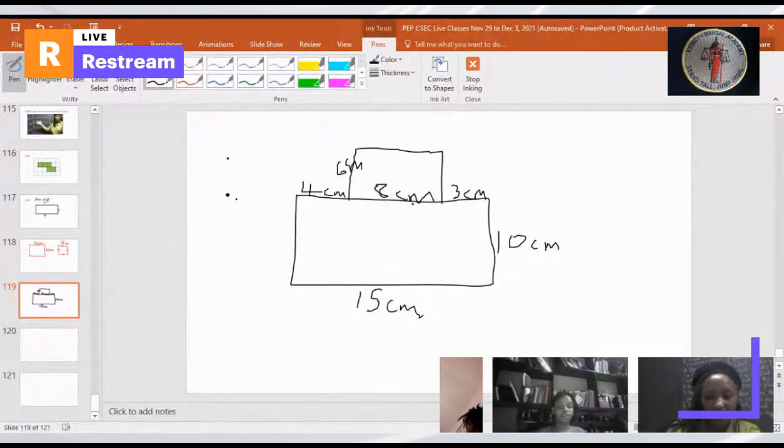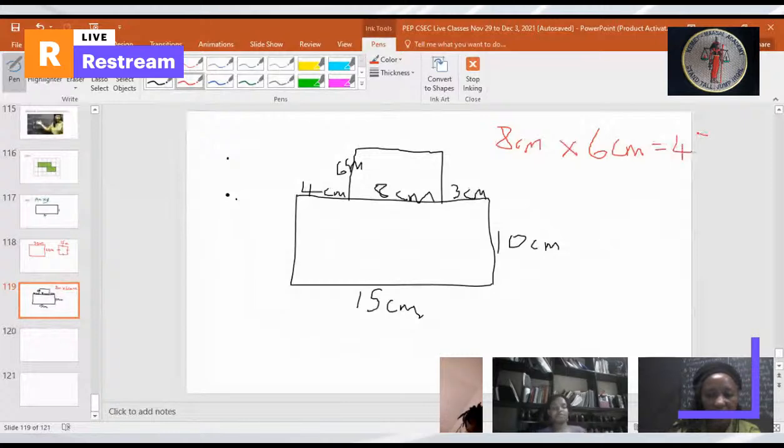All right, Imani. So now that we know that this is 8, how is that going to help us? Miss, to find the area of the top rectangle, I multiplied the 8 by the 6 and got 48 centimeters. All right. So 8 centimeters times 6 centimeters gives 48 centimeters squared. That's for the top rectangle.